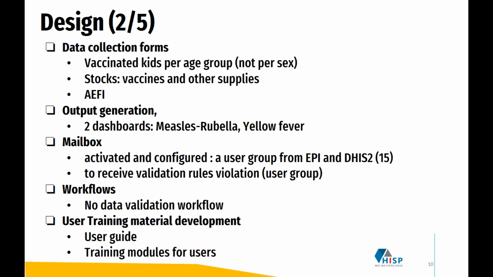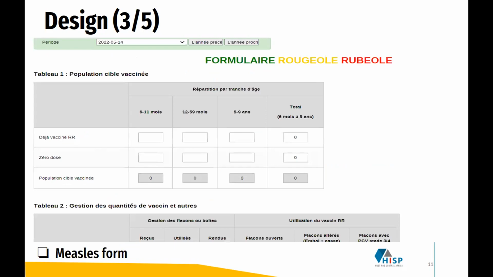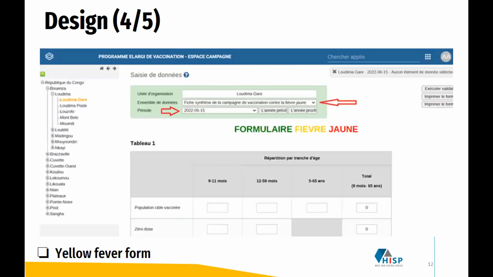We designed the dashboard, and we have, for data validation purposes, configured some mailbox so that the monitoring team can monitor in real time the validation rule violations. We use usual training materials like user guide, and also the testing in the field and so on. So here is a snapshot of what we designed in terms of data collection for the measles, and then something like this as well for the yellow fever.